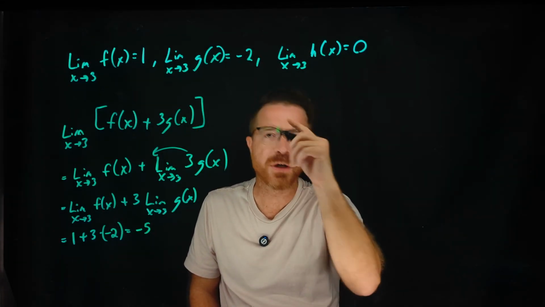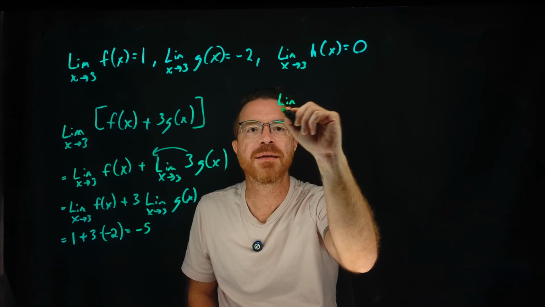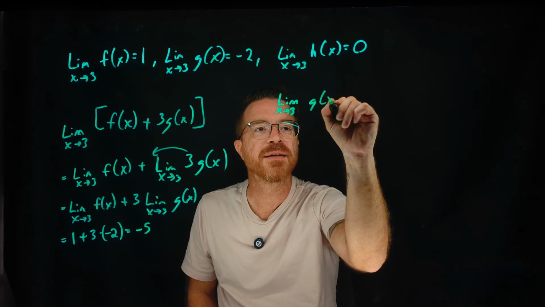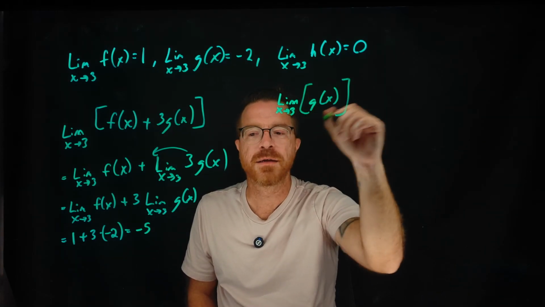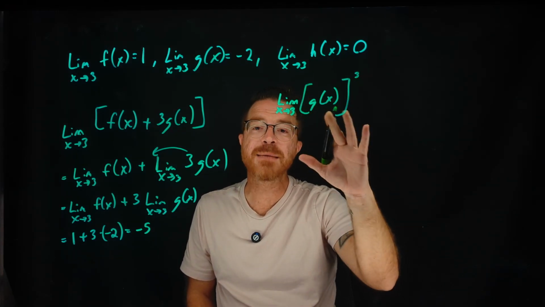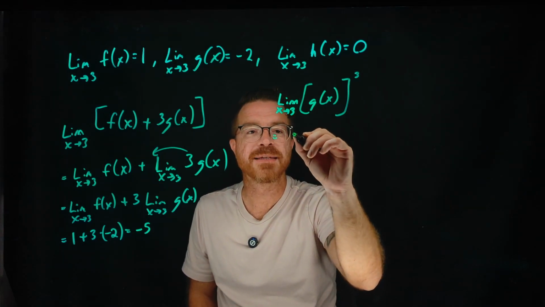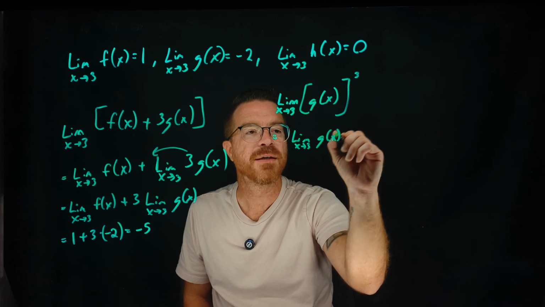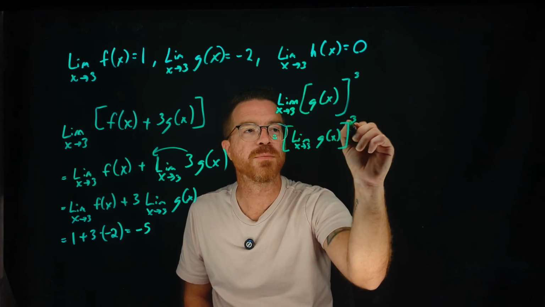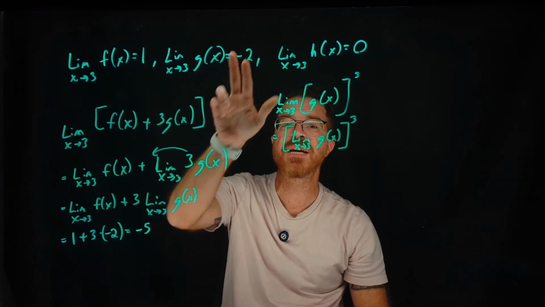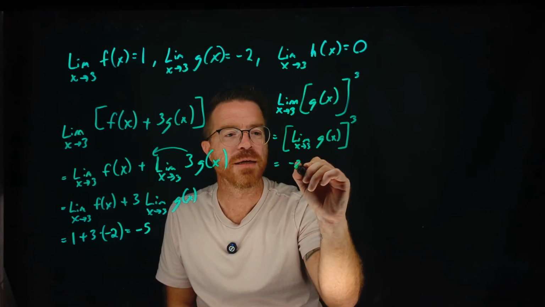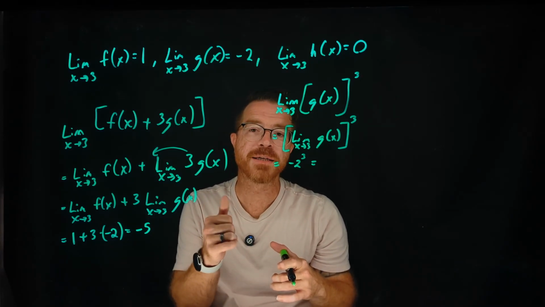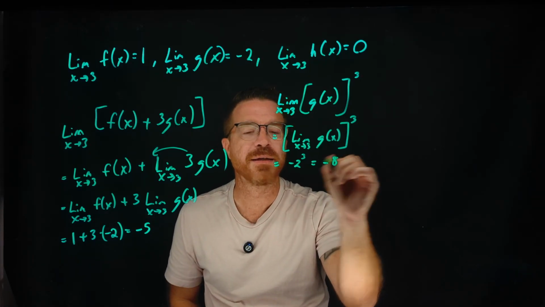Next, what if I have the limit as x approaches 3 of g of x cubed? This is going to use the property where this is the same thing as saying the limit as x approaches 3 of g of x, all cubed. We said the limit as x approaches 3 of g of x is equal to -2. So this is equal to -2 cubed, which is -2 times -2 is +4, and +4 times -2 gives us -8.